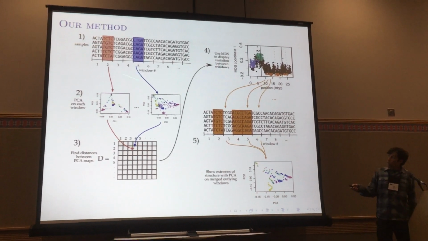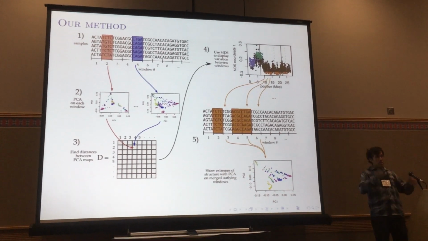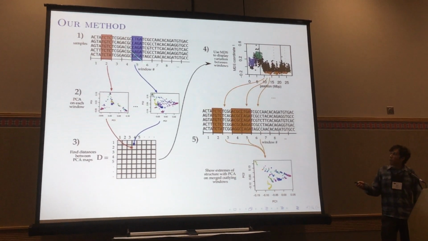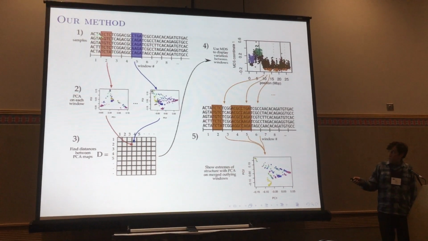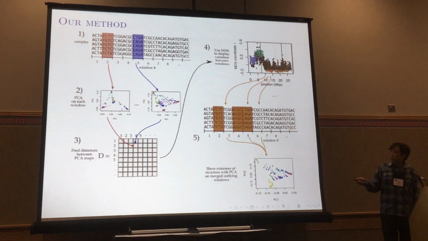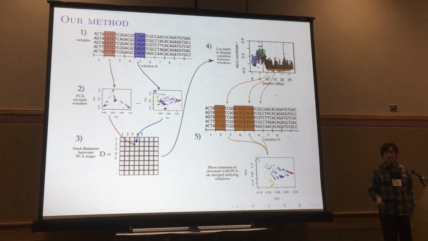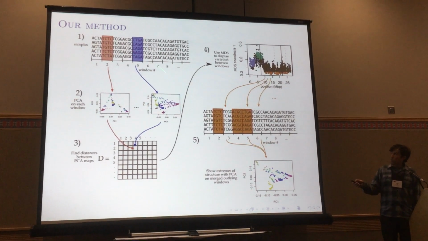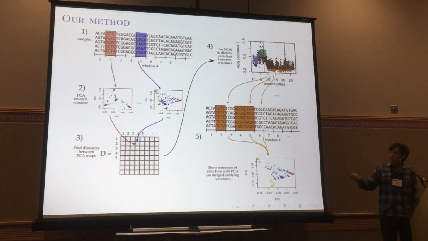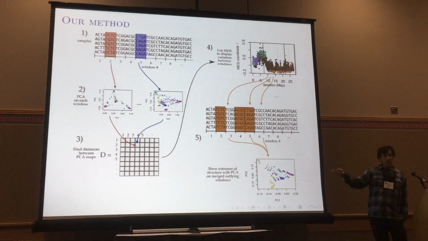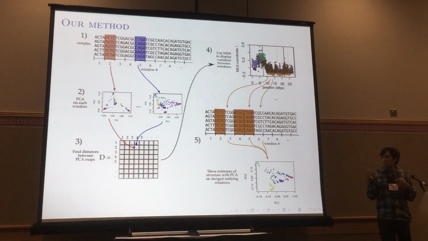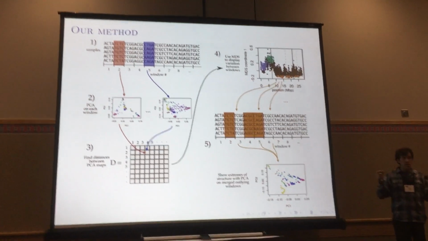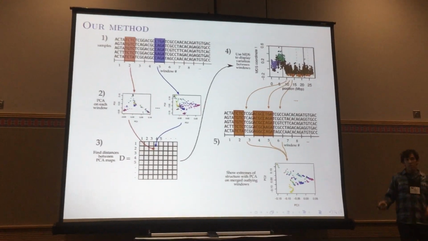You take a bunch of samples and you chunk up your chromosomes into chunks. Then in each genome window, you do PCA, sort of independently on each window. And then what you want to do is use the PCA to measure the similarity between different parts of the genome, the similarity in patterns of relatedness between different parts of the genome.